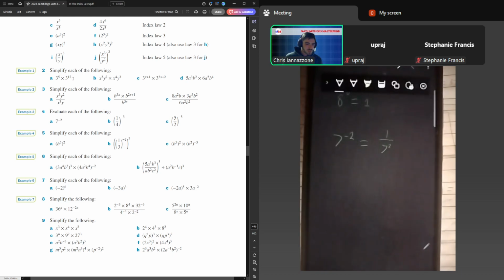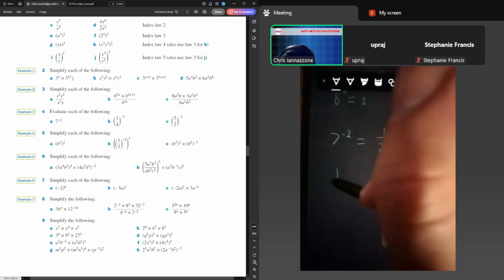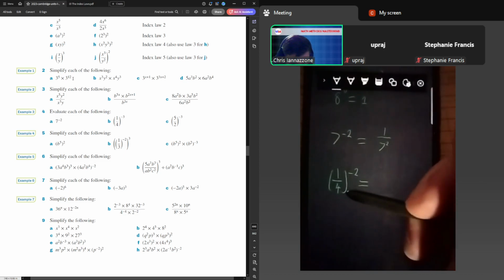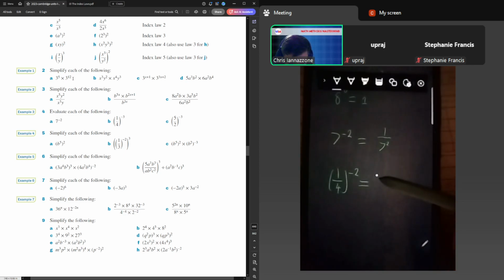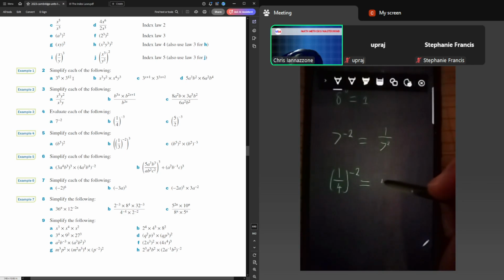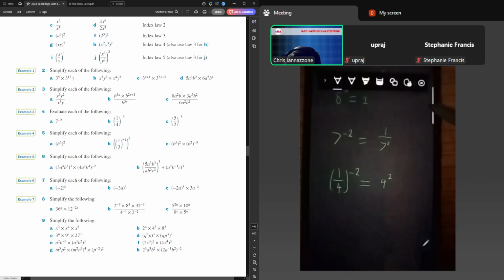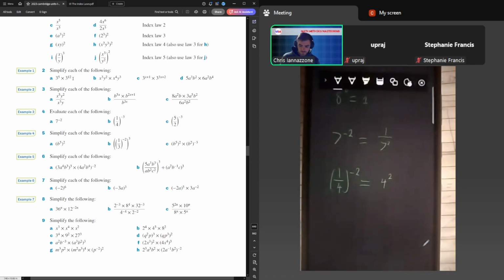That's the rule. Now, what happens when you have a fraction that is raised to a negative index? Let's say it's a quarter to the power of negative 2. You're still doing 1 divided by this number. So 1 divided by a quarter ends up getting it down to 4. And then you swap that negative 2 to a positive 2. That's pretty much it. So a quarter to the power of negative 2 ends up being 4 squared.